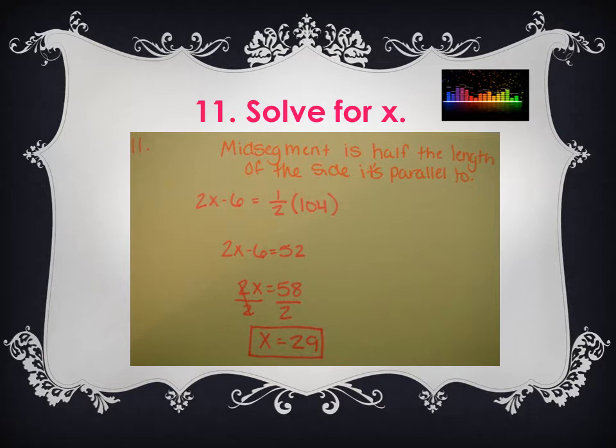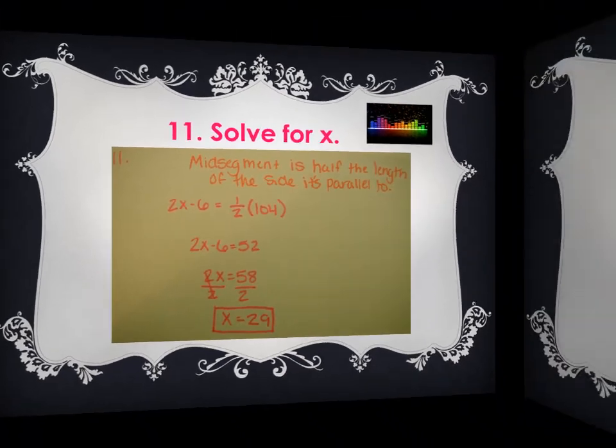Half of 104 is 52. Then we can add 6 on both sides, giving us 2x equals 58. When we divide by 2 on both sides, we are left with x equals 29.